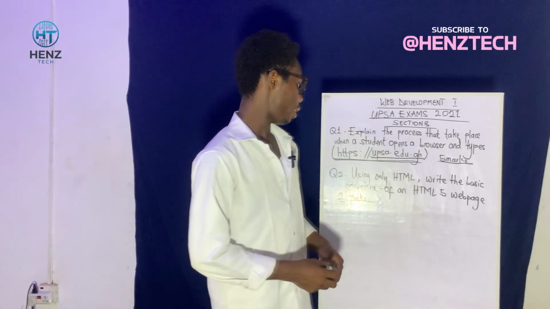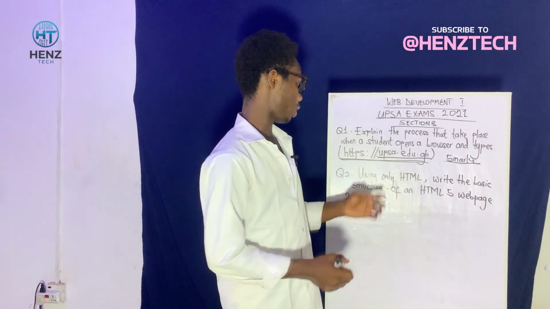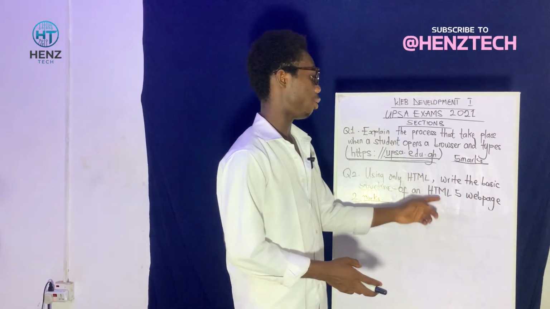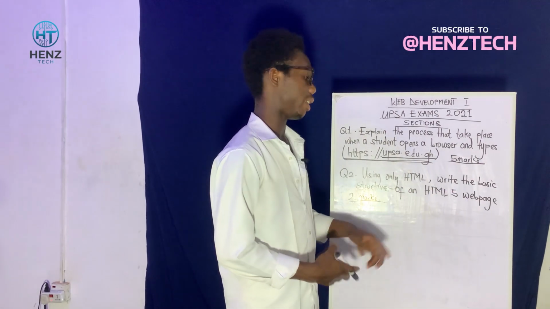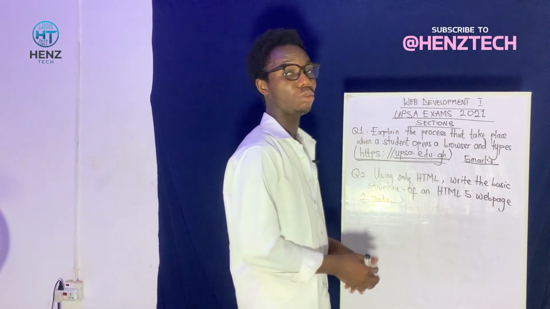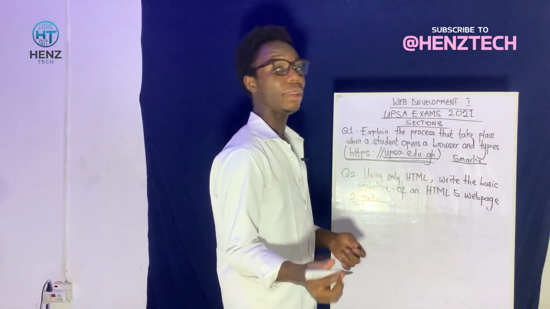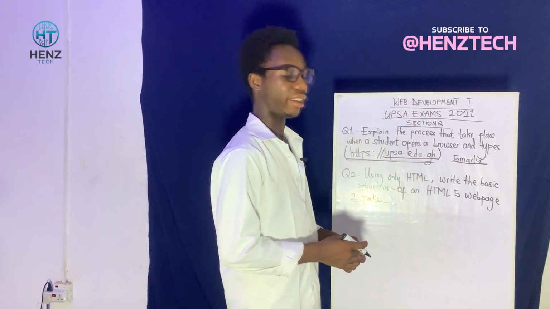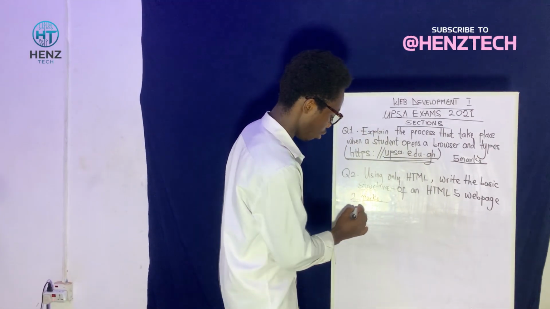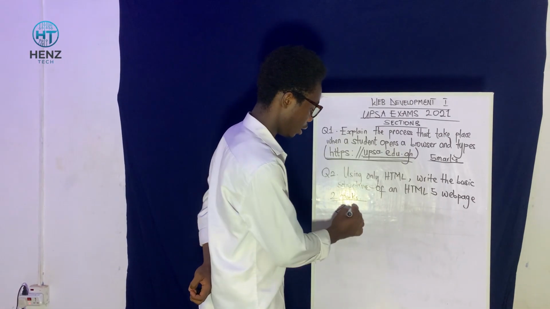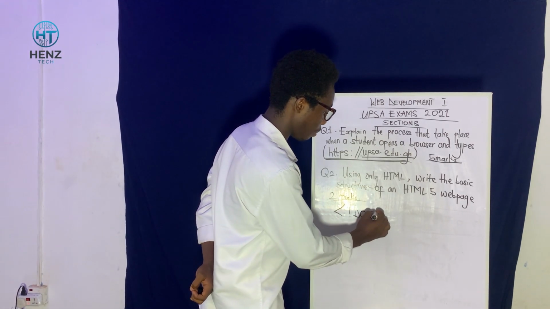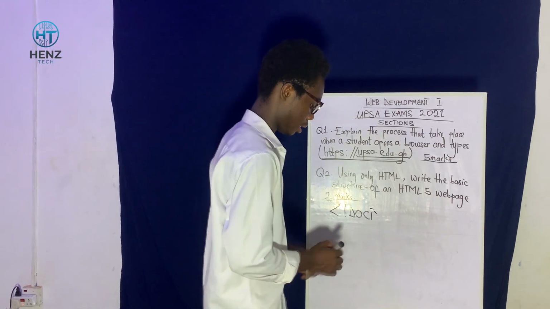Now let's move to question 2. Question 2 says, using only HTML, write the basic structure of an HTML5 web page. This is simple, for 2 marks. For the basic structure of HTML5, you start by declaring the document type. Remember, the document type is written with an exclamation mark.